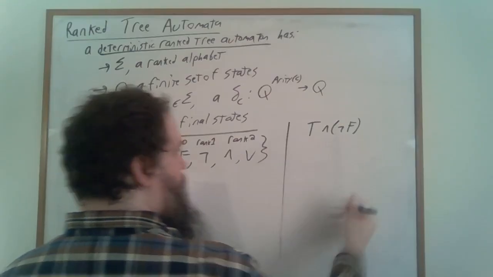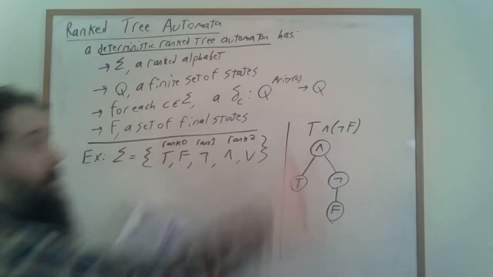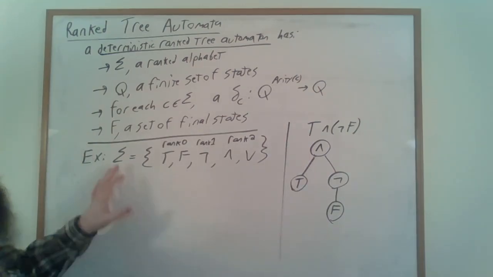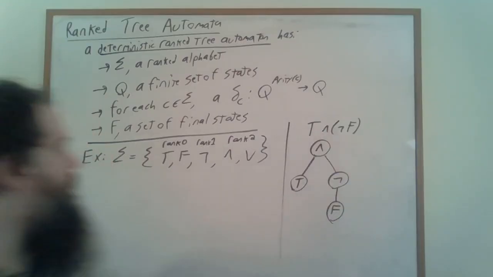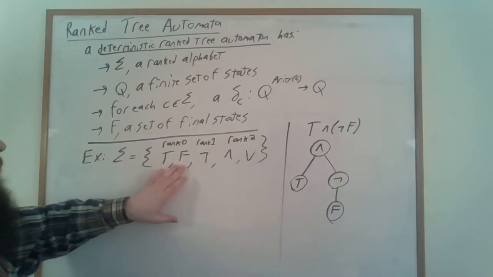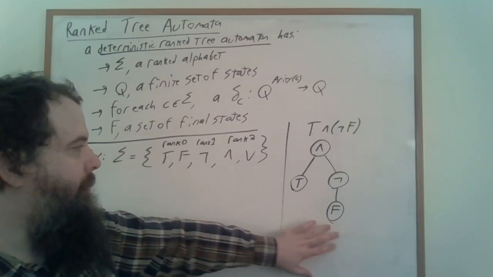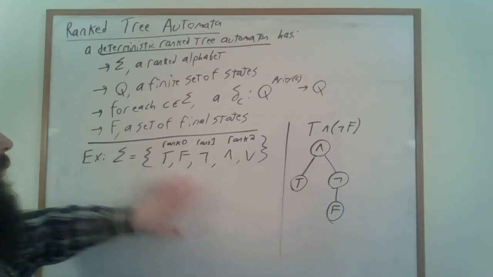If we parse this, we get a parse tree that looks like this. In order to specify this automaton, we're going to need to specify a ranked alphabet of symbols that go at nodes in the tree. True and false don't have any children. We always expect to see them at leaves, and so they're going to be rank 0 characters.